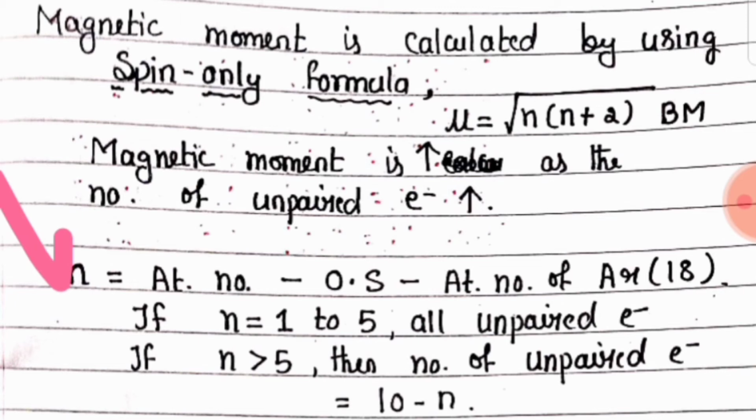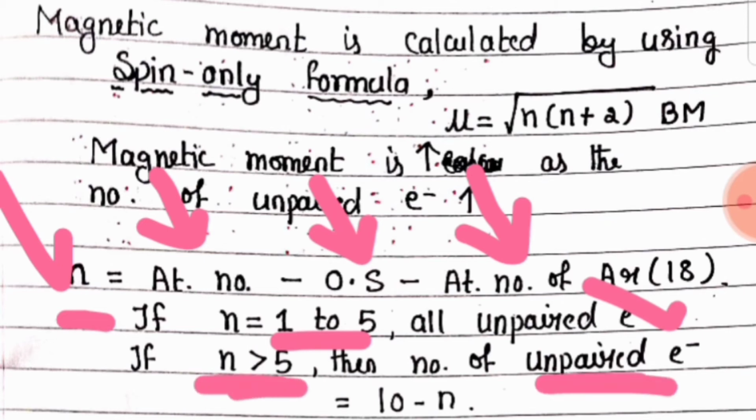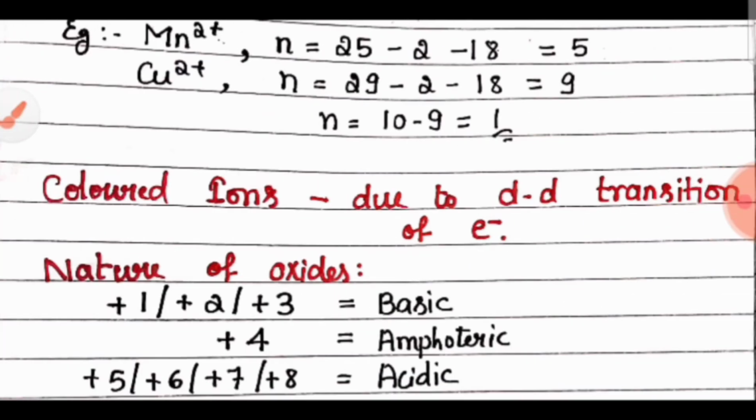And we have one formula to calculate n, that is the number of unpaired electrons. We have taken 3d series as an example. Atomic number minus oxidation state minus atomic number of argon. This is for 3d series. If we get a value between 1 to 5, that indicates the number of unpaired electrons. If the n value is more than 5, then to calculate the number of unpaired electrons we have to subtract from 10. Let us have some examples.